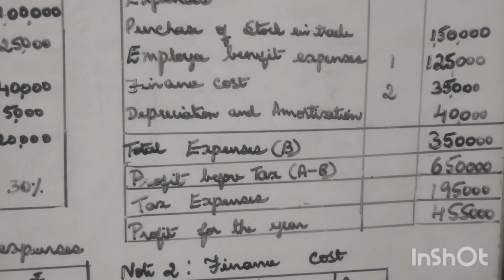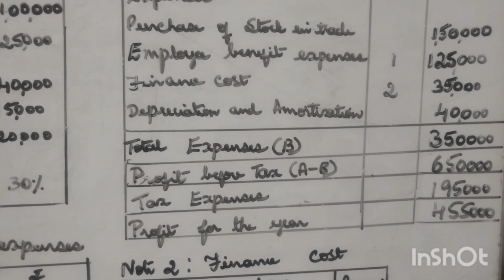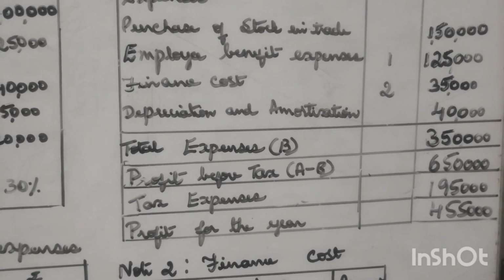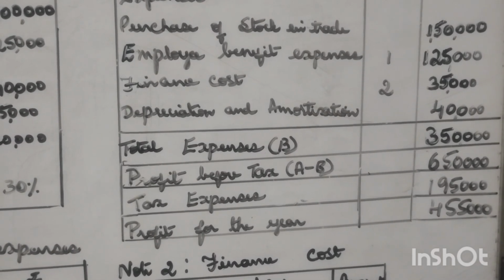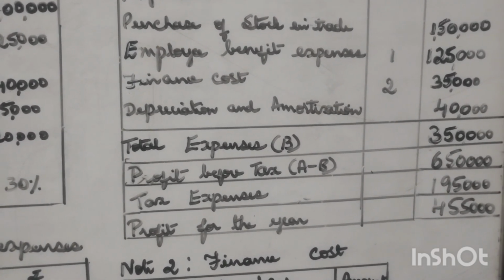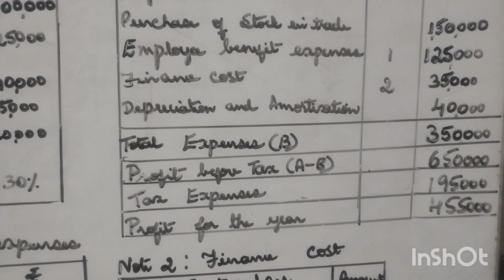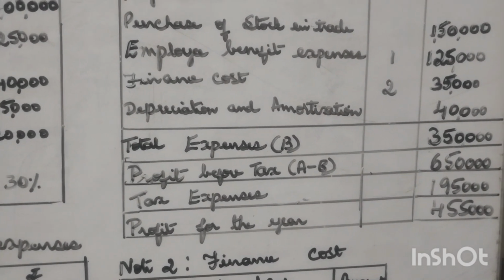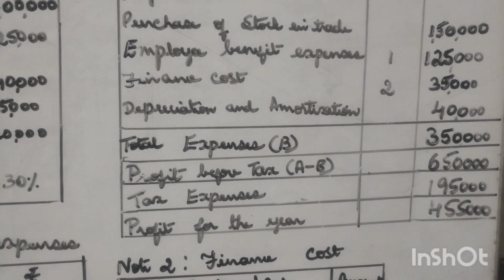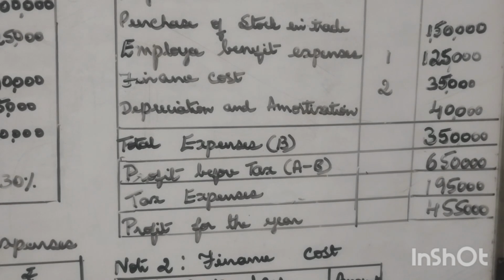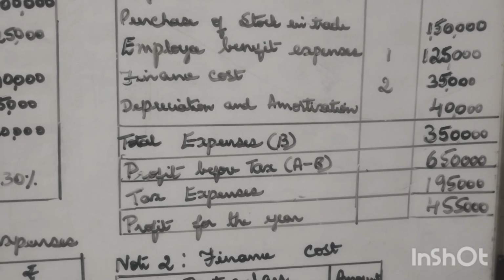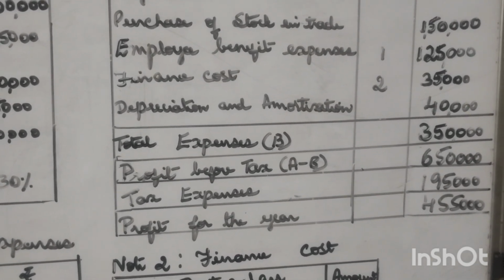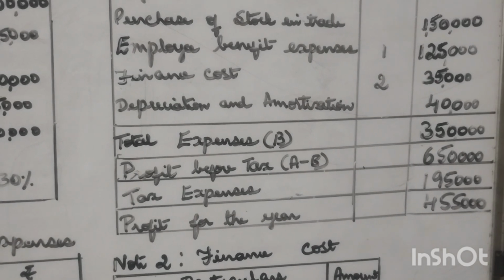Next, tax expenses: 30% tax has to be deducted. So 6,50,000 into 30% will be 1,95,000. This is the tax payable to the government, which has to be deducted. So 6,50,000 minus 1,95,000 will be 4,55,000. That is the profit for the year.